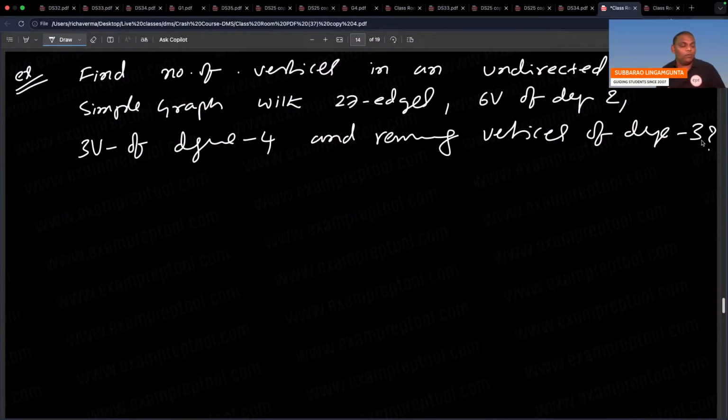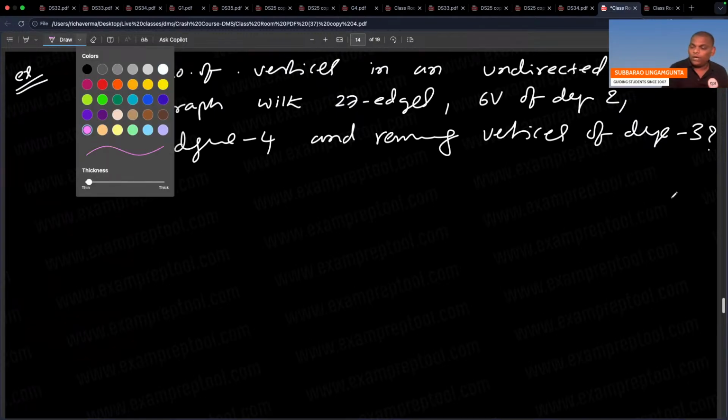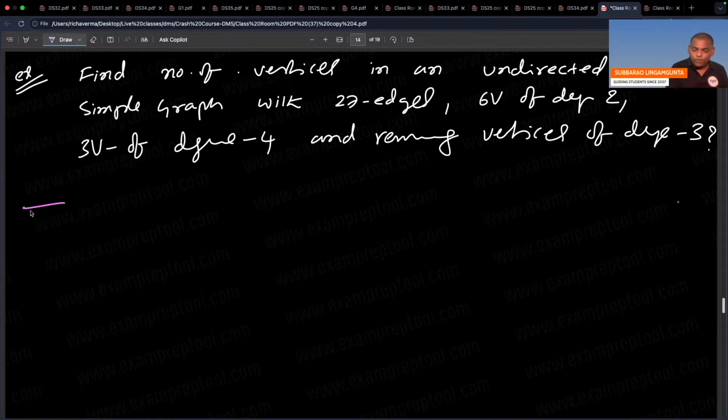So I will read the problem once again. Find the number of vertices in an undirected simple connected graph with 27 edges, 6 vertices of degree 2, 3 vertices of degree 4, and remaining vertices of degree 3. It's a very simple problem.